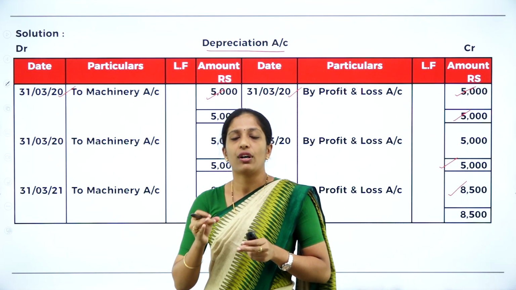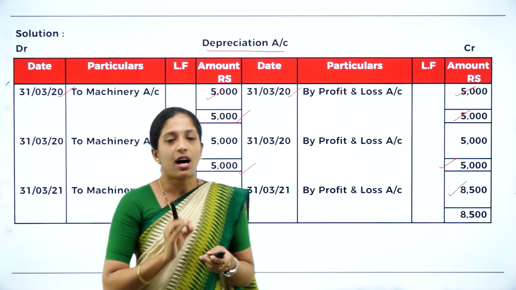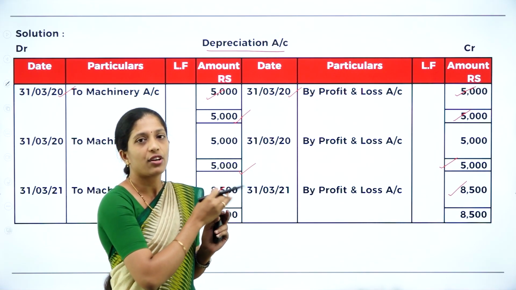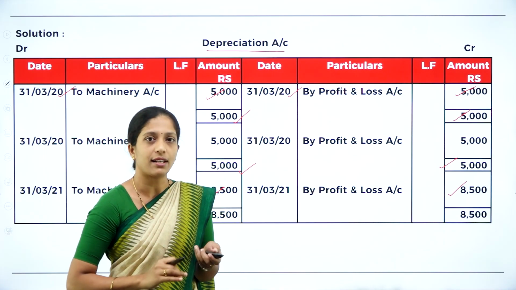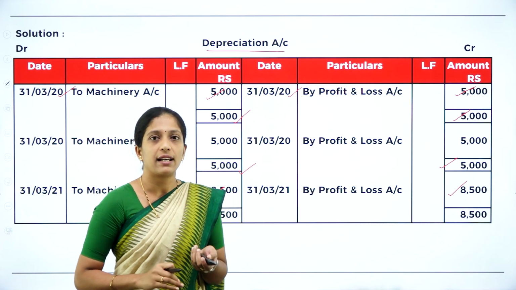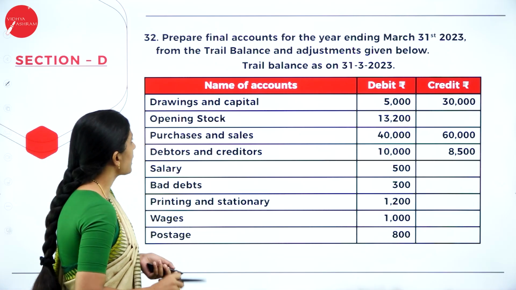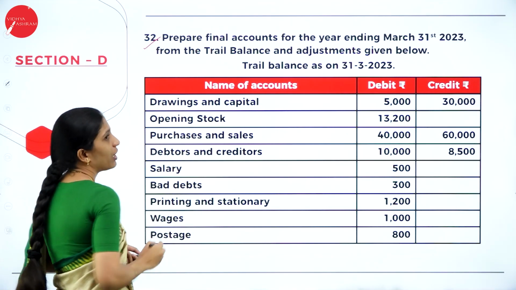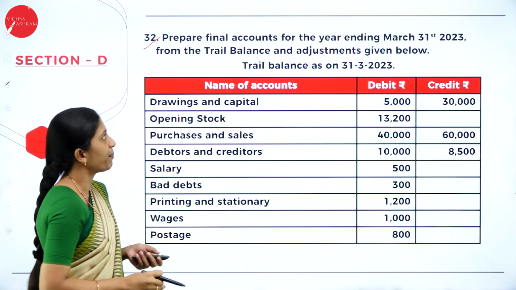So this is how you have to record your 12 marks solution, where you have to prepare your machinery account and depreciation account. So hope you are clear about it. Now coming to the next problem, that is the last problem of your question paper.